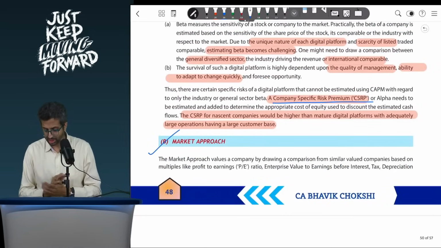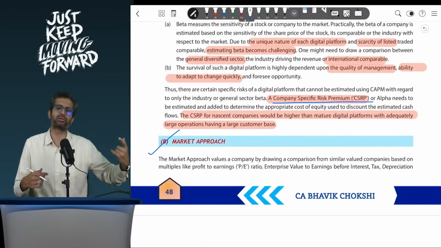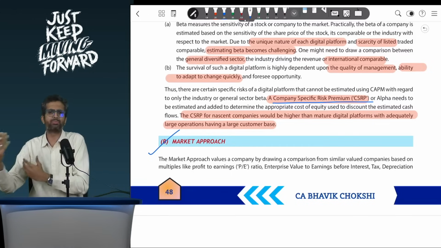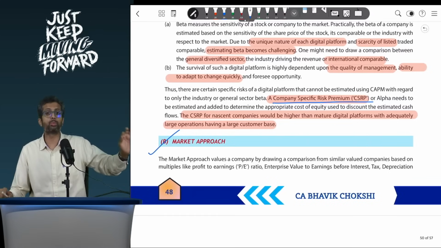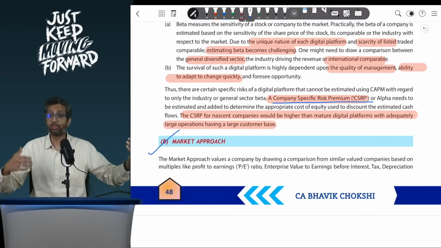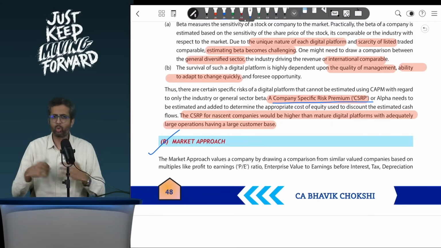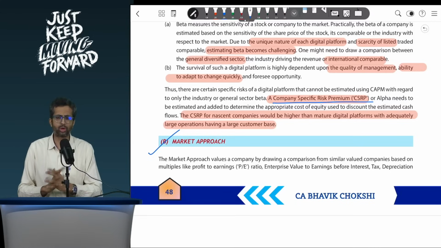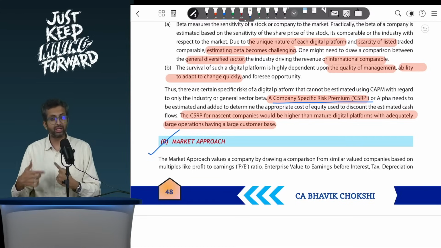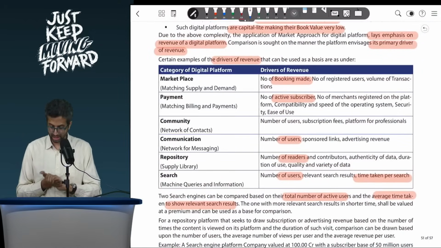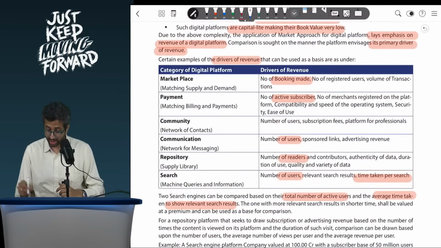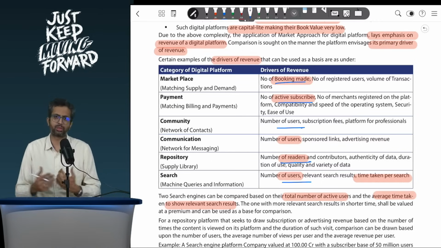Second, and the more popular method, is the market approach. It is the same theory which gets repeated. In a market approach, taking a P/E multiple might be difficult because these companies might have negative cash flows, so you might have to take the appropriate multiple. For example, for Google, the number of searches; for LinkedIn or WhatsApp, the number of users; or for a payment gateway, the number of transactions. You can use metrics like we have mentioned here: for a marketplace, the bookings made; payments; active subscribers; for a community, the number of users; for a repository, the number of readers, etc. These can be used for the purpose of valuation.